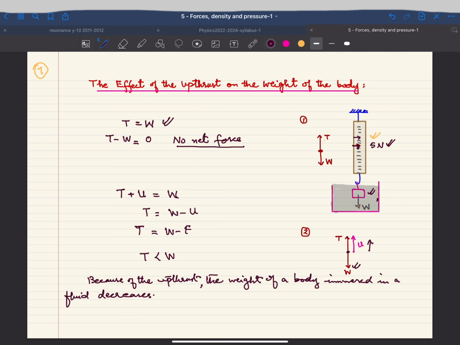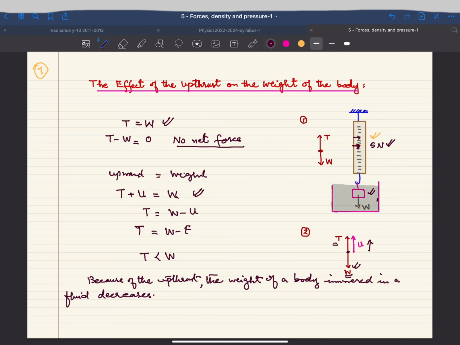So this is a very important point to remember: when you have a situation like this, where the body is completely immersed in the liquid, the weight is acting downward, but there are two upward forces, tension and upthrust. As I have just written in this equation, T plus U, these two upward forces, if your body is at one position, are equal to the weight.